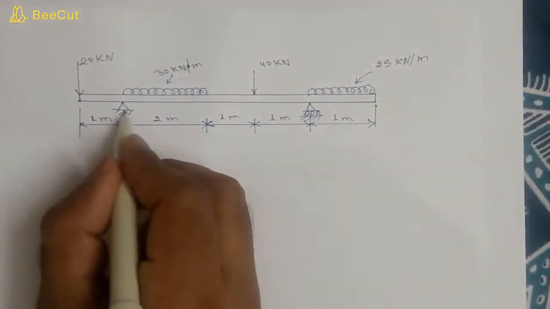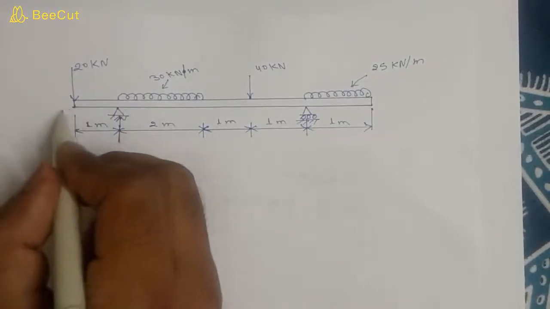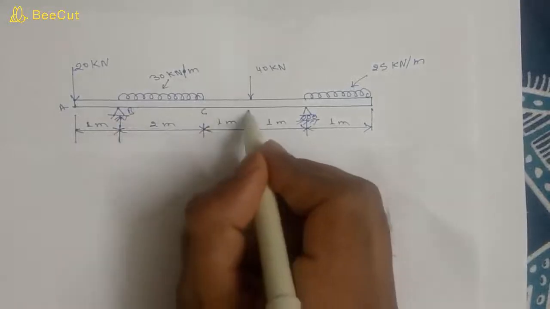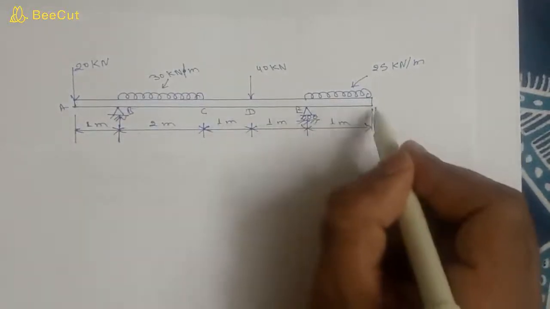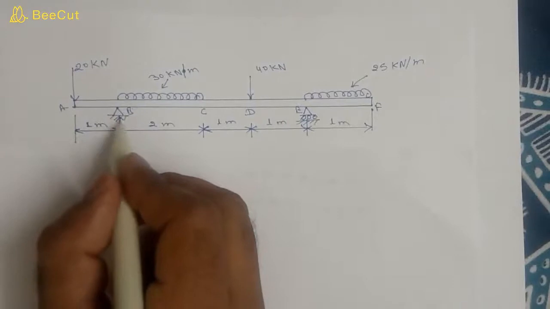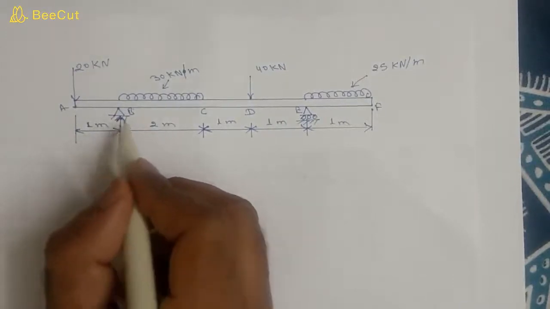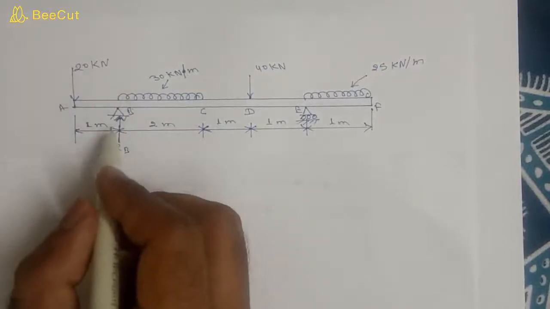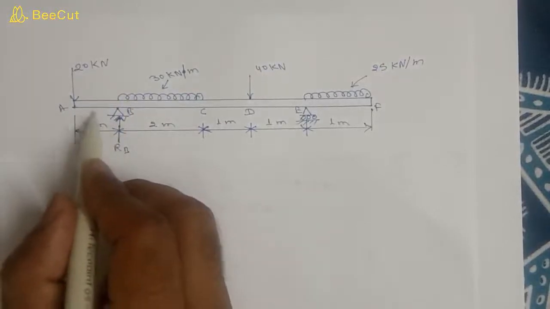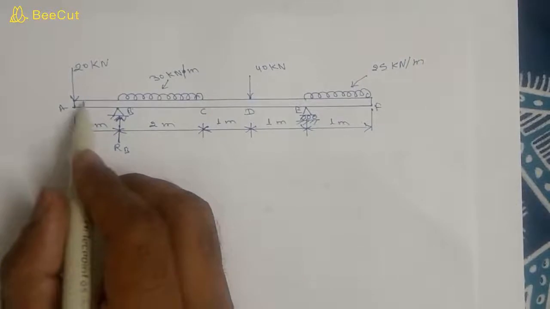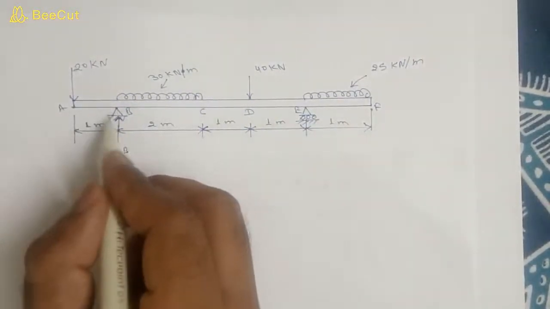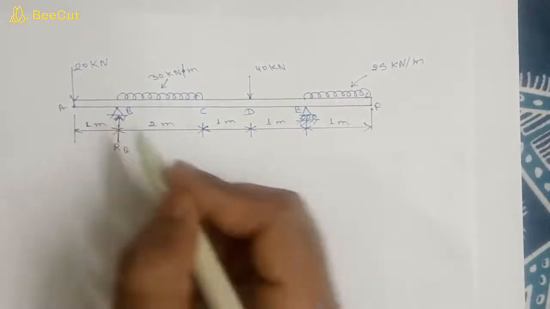Suppose this is point A, this is B, this is C, this is D, this is E, this is F. So suppose this is a hinge joint, so here a reaction RB will act vertically upward. At hinge joint there will be another reaction that will be horizontal reaction, but you can see that there is no horizontal force in this beam. So this horizontal force will be zero itself. So we are not denoting that.